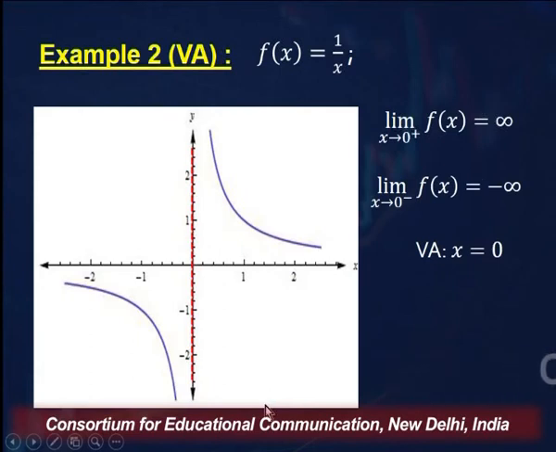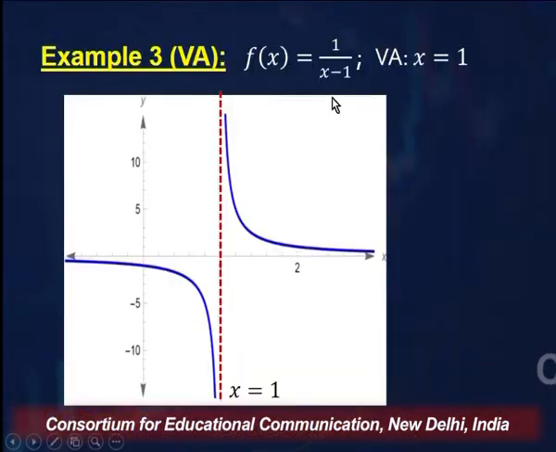Let's take another example. f of x is equal to 1 by x. Now here you can see that the function tends to infinity as x tends to 0 from the right, but it tends to minus infinity as x tends to 0 from the left. The point is the limit does not exist. As x tends to 0 from the left, you'll get a negative number, so the function tends to negative infinity, decreases without bound. So here also we have that x equal to 0 is our vertical asymptote.